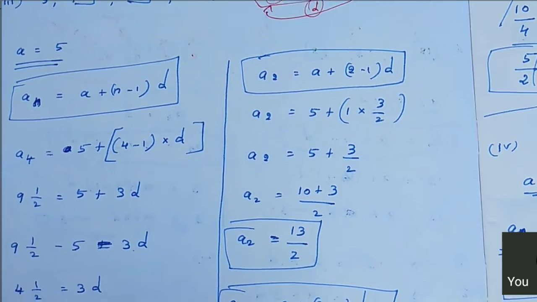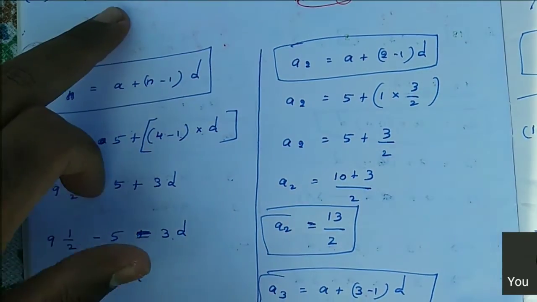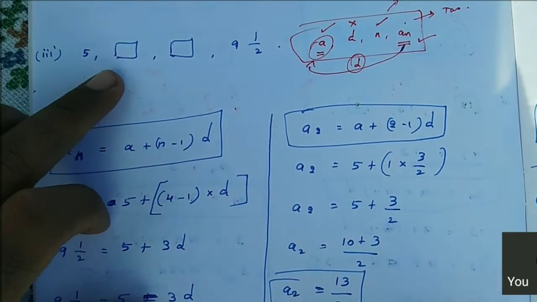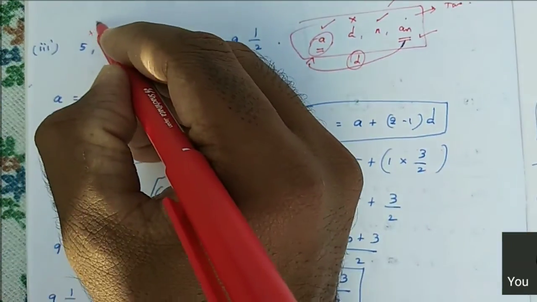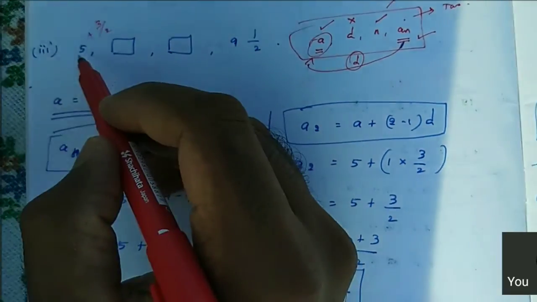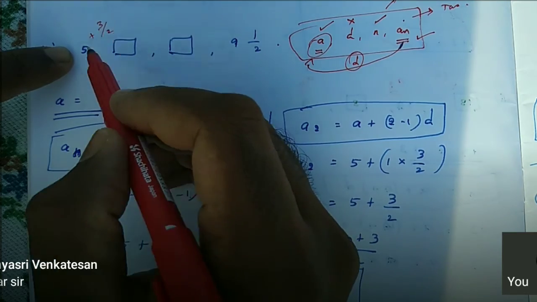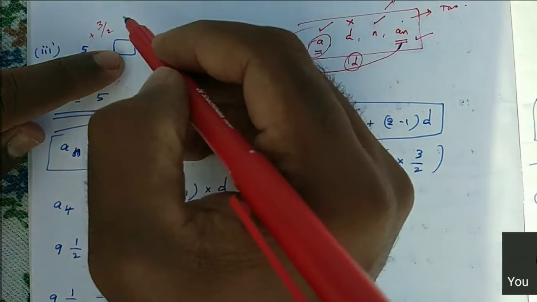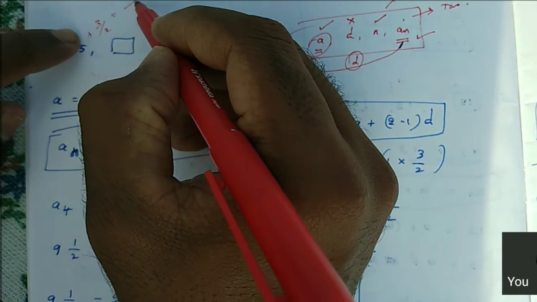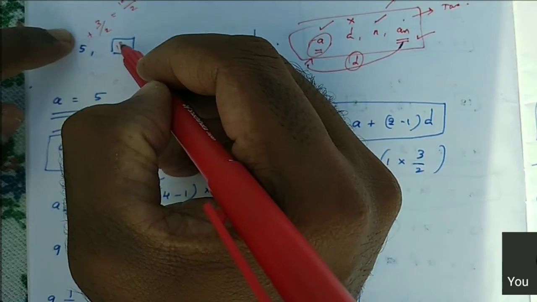Now we have found the d value, right? So make use of this d value to find the second term. The first term is 5, so 5 plus d becomes the second term. So we add 5 plus 3 by 2. We take the LCM, 2. 5 2s are 10, 10 plus 3, 13. So the second term is 13 by 2.